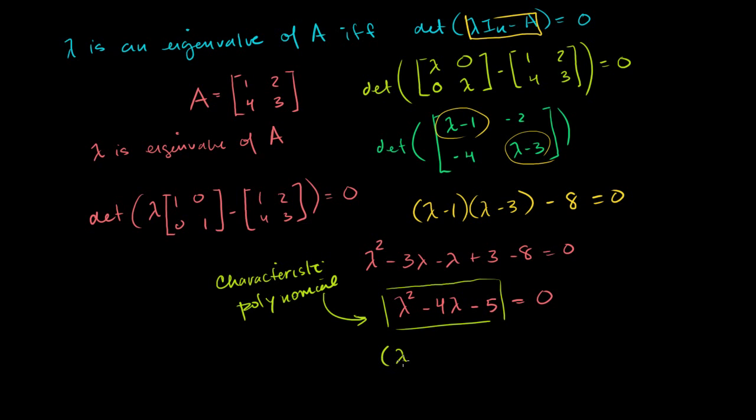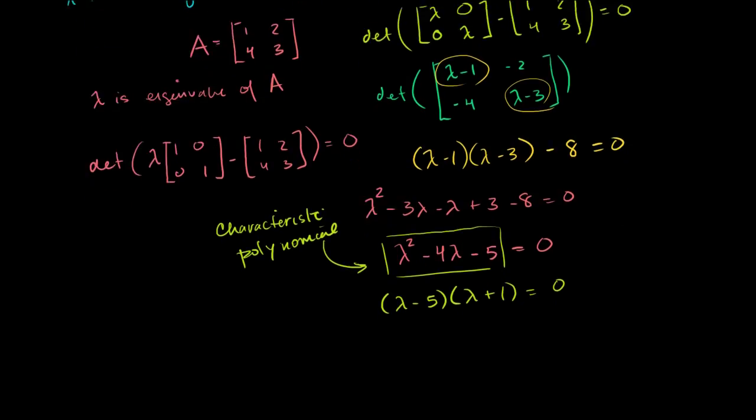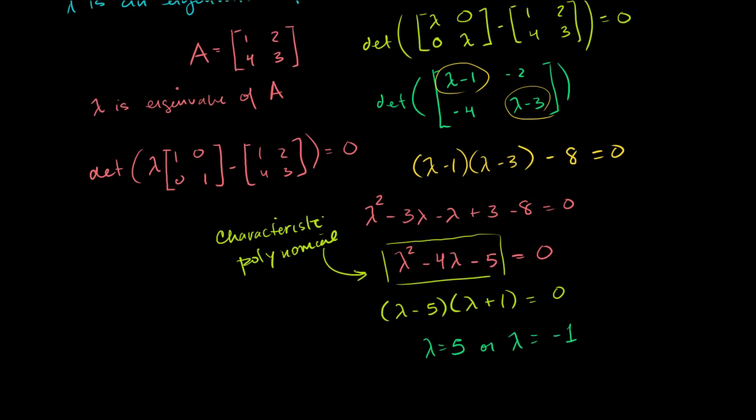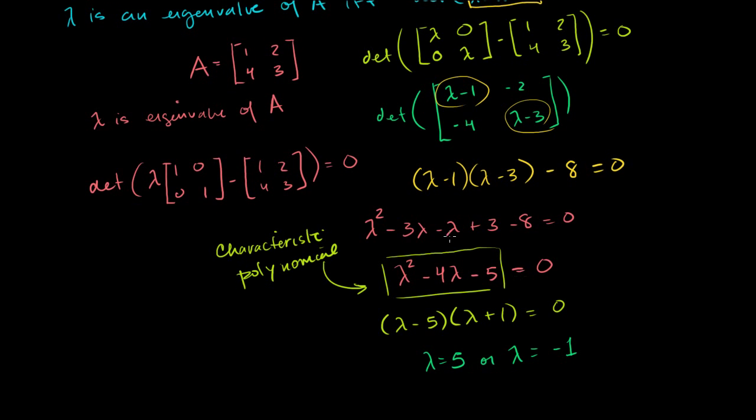So you get lambda minus 5 times lambda plus 1 is equal to 0, right? Minus 5 times 1 is minus 5. And then minus 5 lambda plus 1 lambda is equal to minus 4 lambda. So the two solutions of our characteristic equation being set to 0, our characteristic polynomial, are lambda is equal to 5 or lambda is equal to -1. So just like that, using the information that we proved to ourselves in the last video, we're able to figure out that the two eigenvalues of A are lambda equals 5 and lambda equals -1.